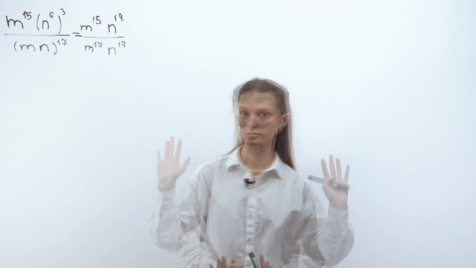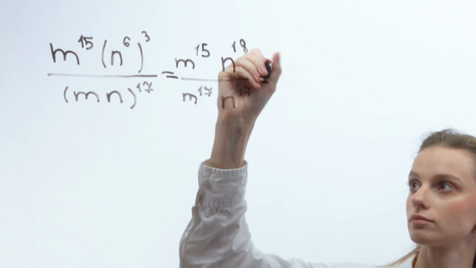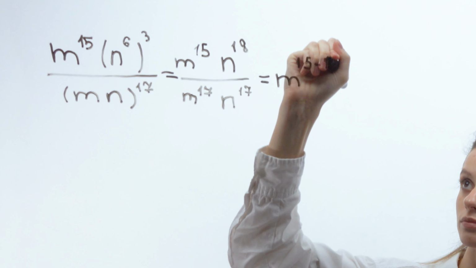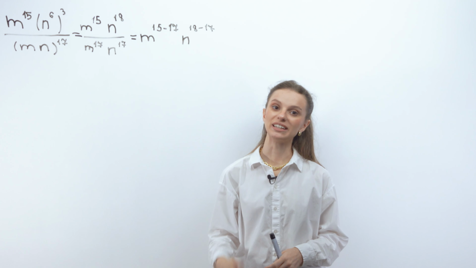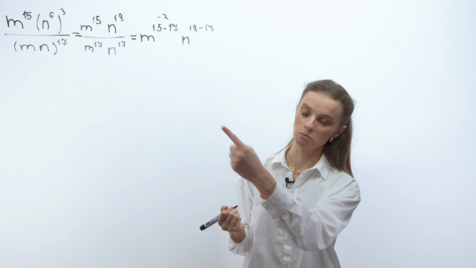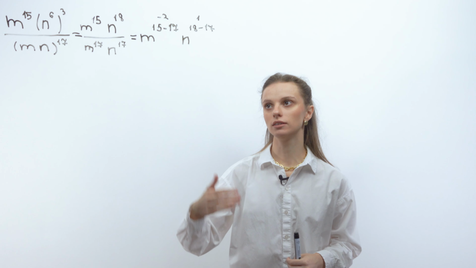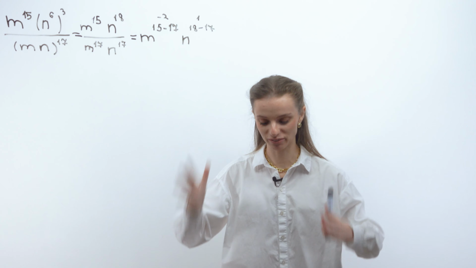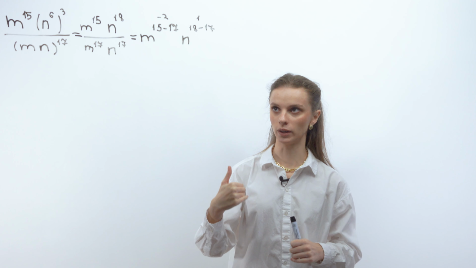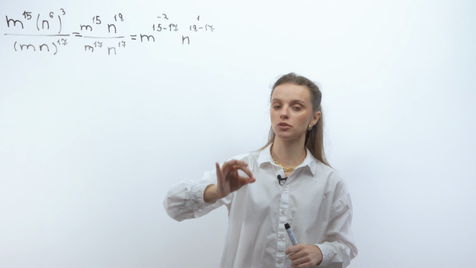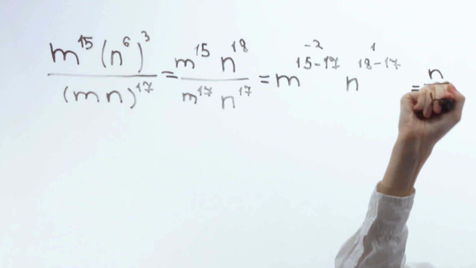What is going to happen now? Remember all the rules of exponents? When we divide, we are subtracting the power. So 15 minus 17 and 18 minus 17. 15 minus 17 is going to be -2, and 18 minus 17 is 1. What happens when we have a negative power? We do not leave it in the numerator. If you have a negative power, you do not leave it. You're going to move it to the denominator and it becomes a positive power. And n is to the 1st power, so we do not have to indicate the power and leave n by itself. And your final answer is n over m squared.